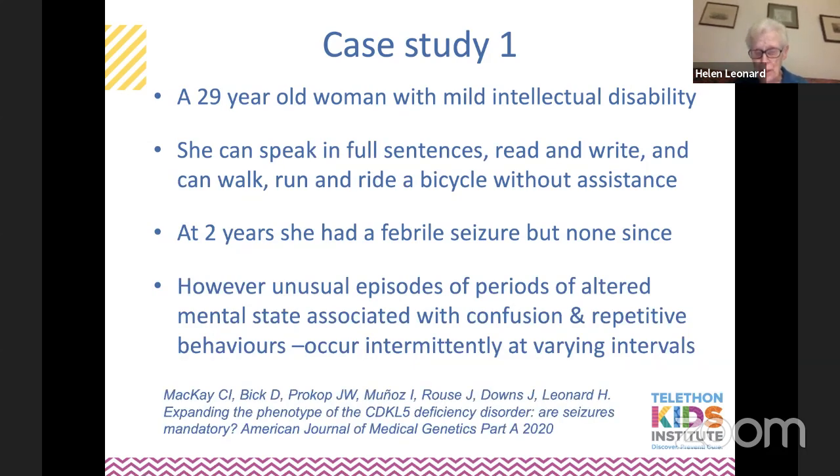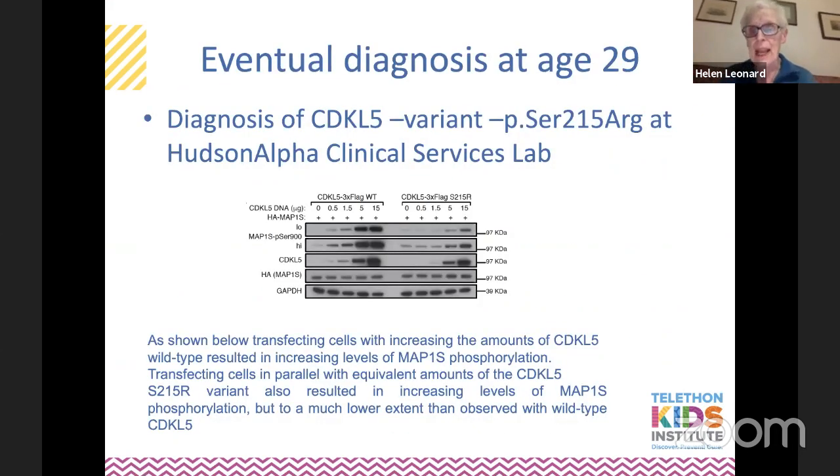We have written this paper up, and we are very happy to send a copy of it to anybody who would like it, and that's the reference down below. Anyway, throughout her life, her parents took her to various medical people, and she had lots of testing done, but they were never able to identify the cause of her symptoms. But in the last year, she was diagnosed as having a CDKL5 variant.